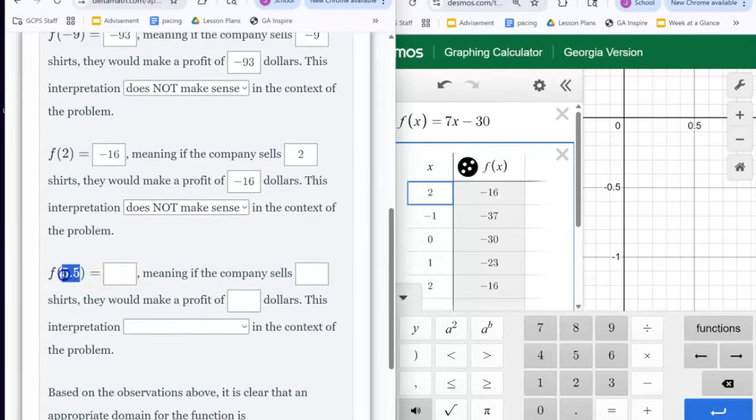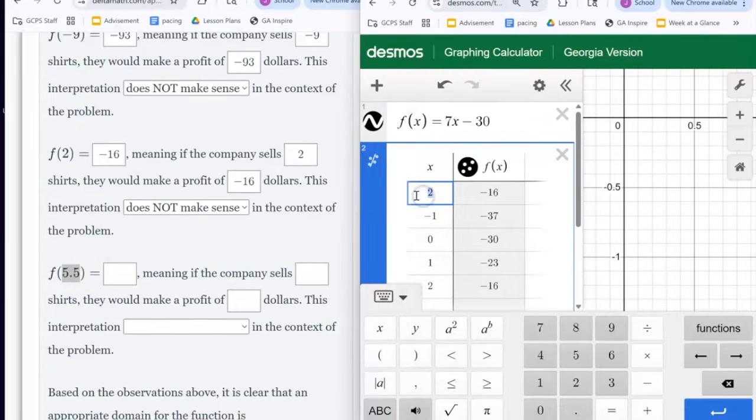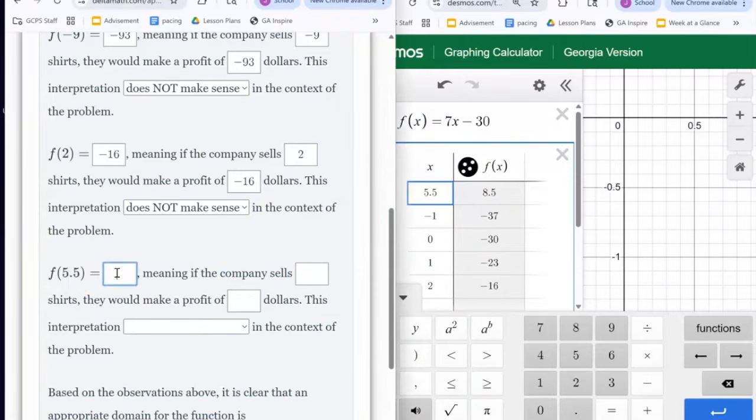All right, then we have 5.5. Can I have 5.5 shirts? Absolutely not. So this one is not going to make sense, but let's find the answer. If I make 5.5 shirts, I'll make a profit. This time I'm not even in the negative. I'll make a profit of $8.50, meaning if the company sells 5.5 shirts, which does not make sense, I will make a profit of $8.50. This interpretation does not make sense because I cannot make half of a shirt.